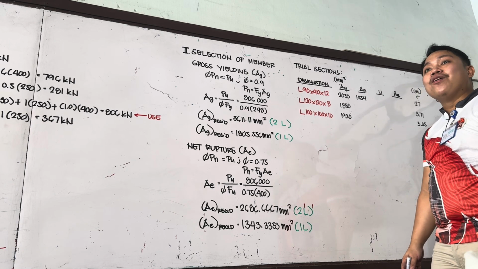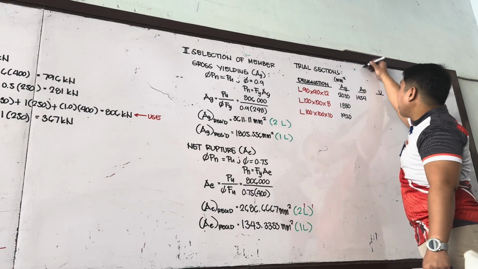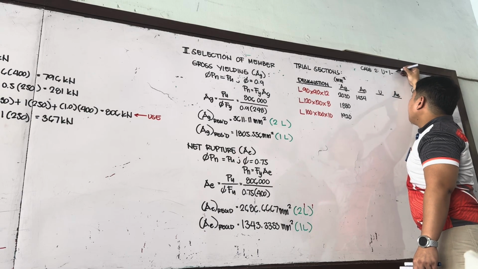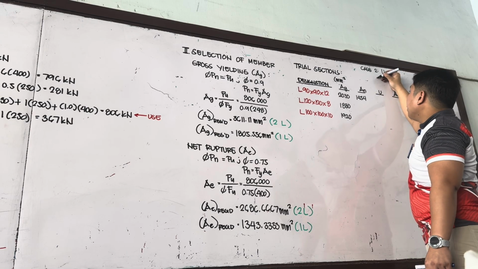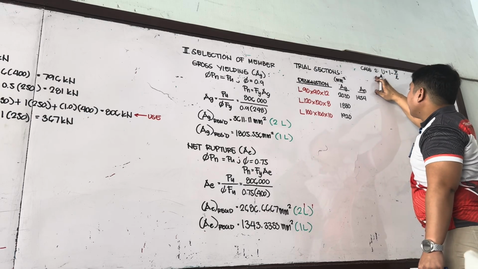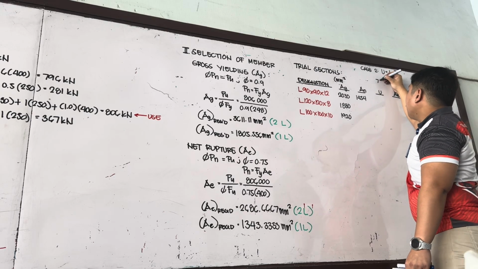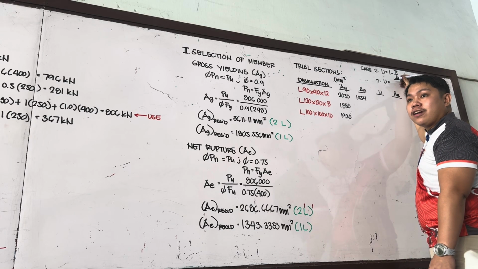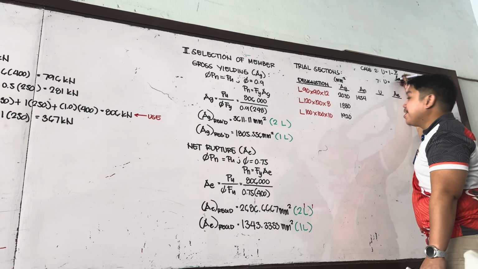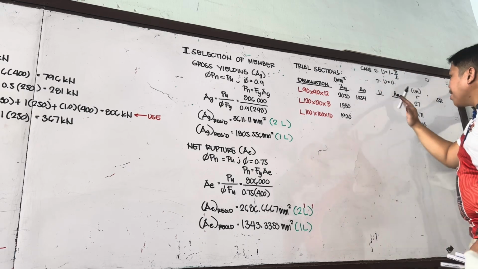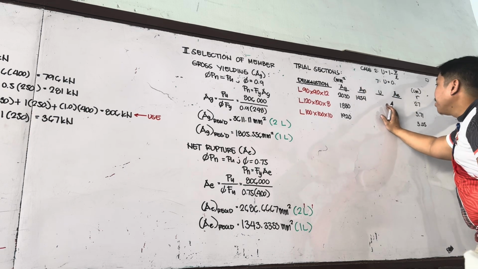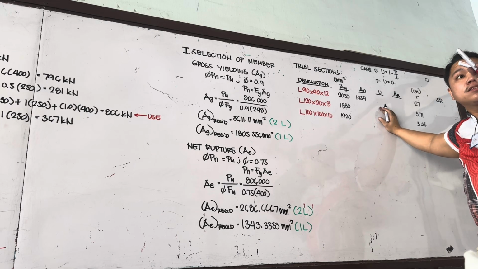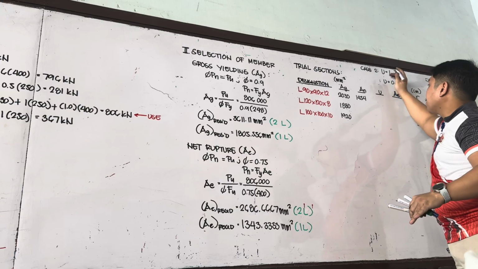O anong ato nga shear lag factor? May duwa ta ka possible na shear lag factor which is ang case 2 nato, which is U is equal to 1 minus x bar over L, and case 7, no? Case 7 is U equal to kung 3 or more. Sa MSCP, case 7 ulit yung case 8. Ang case 7 is wide flange, case 8 is angles. So case 8 dapat.